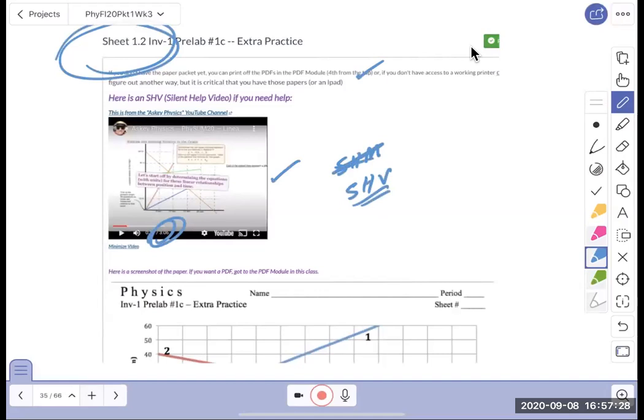But if you watch this, I think you'll understand now how to work this. People that have watched it said, yeah, it does help.